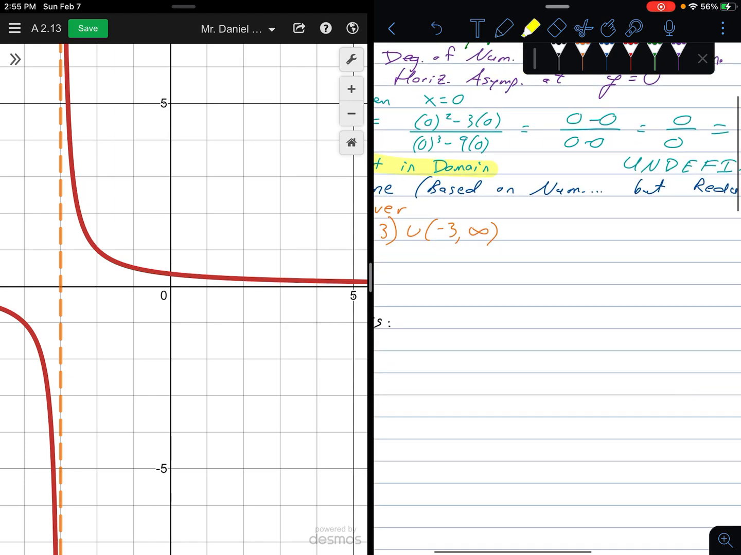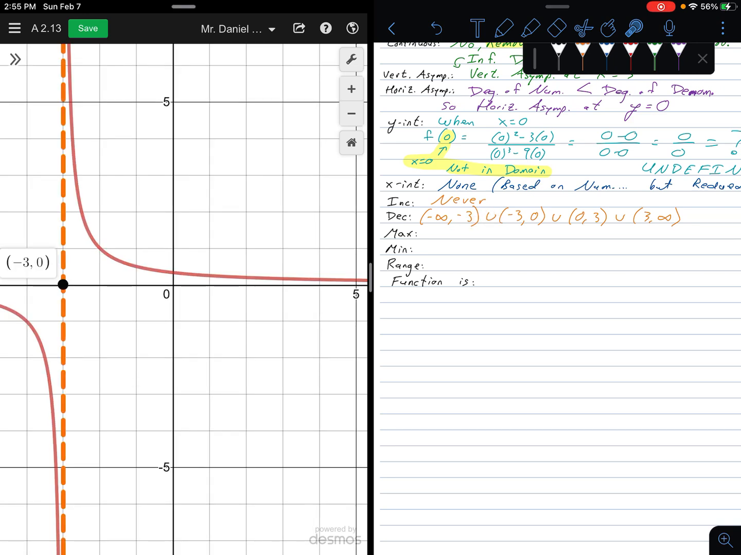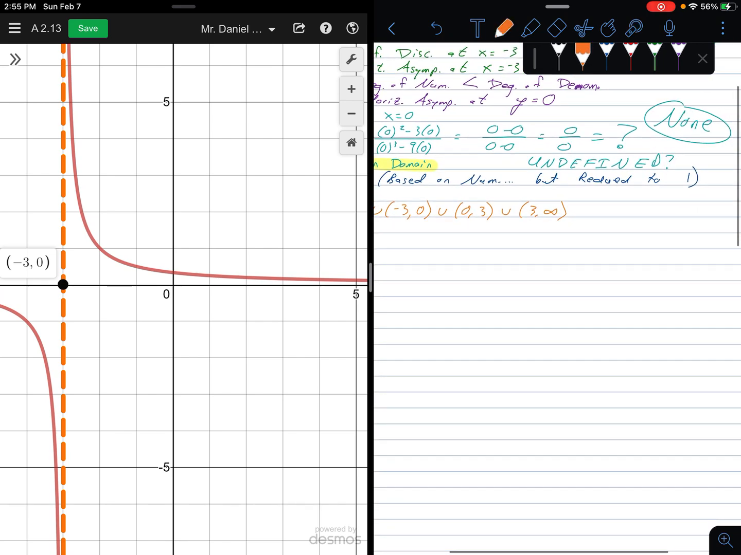Okay, so technically, I really should say that this goes from negative 3 to 0, and then 0 to 3, and then 3 to infinity, because technically I can't say I'm decreasing everywhere and then include numbers I'm not allowed to use. So basically my entire function is decreasing, skipping negative 3 for my asymptote, skipping 0, not in my domain, skipping 3, not in my domain. But basically, I'm decreasing everywhere. I guess I'll write next to this, everywhere in my domain.